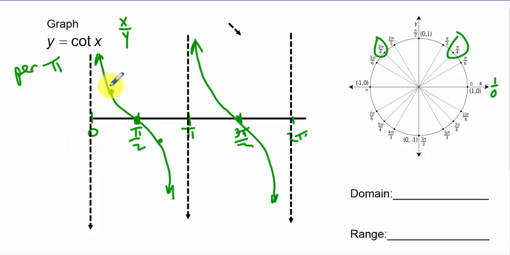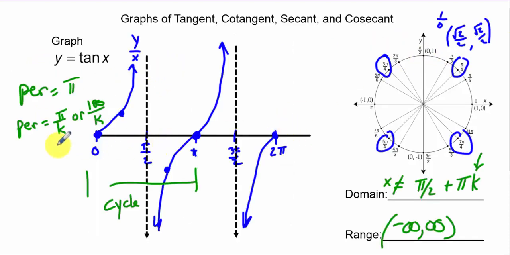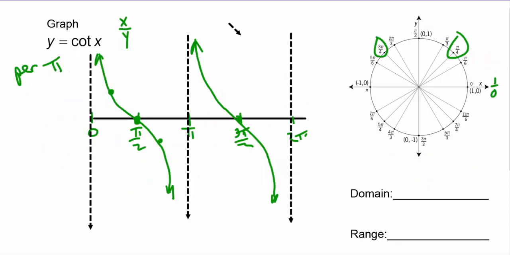And one thing you notice between cotangent and tangent, the difference, is that tangent's always rising, it's going up from left to right, whereas cotangent is always falling from left to right. Domain, similar but not the same. You'll notice that I have an asymptote at every multiple of pi, so we can say x is not equal to pi k. And then again, from negative infinity to positive infinity for your range.